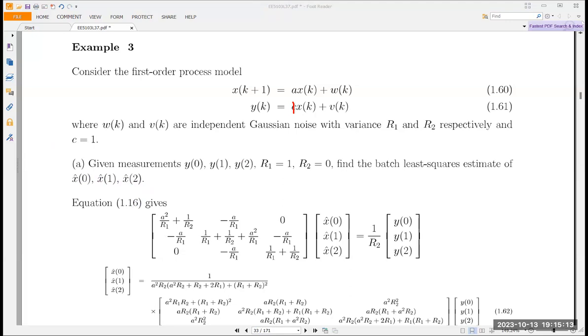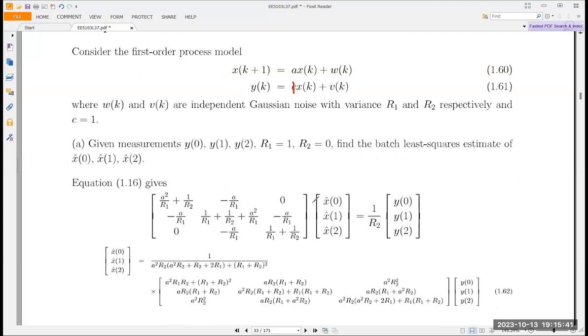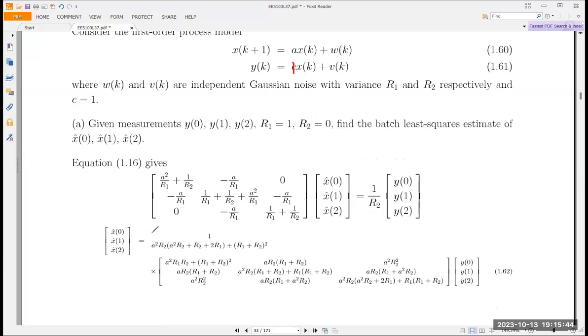Equation 16, we got for 4 unknowns. So now this simplifies to 3 unknowns. So you can see I only need to take the first row, the second row, and the last row. If I do that, I will get here. Okay, then since R2 is 0, first of all, I take this, I invert this, so I get X0, X1, X2 here, so I got this.